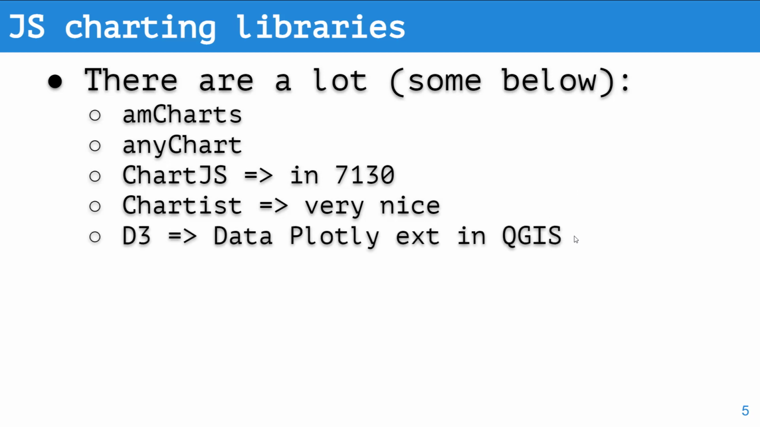So D3, been around a while. It does more than just the standard graphs that we're used to, right? Lots of things can do bar charts and line charts, but D3 has some very interesting visualizations. They just don't stop at the regular charts. You can get lost in the amount of visualizations they have. D3 has been embedded into Data Plotly, which is an extension for QGIS, which adds a bunch of really cool graphing to QGIS.